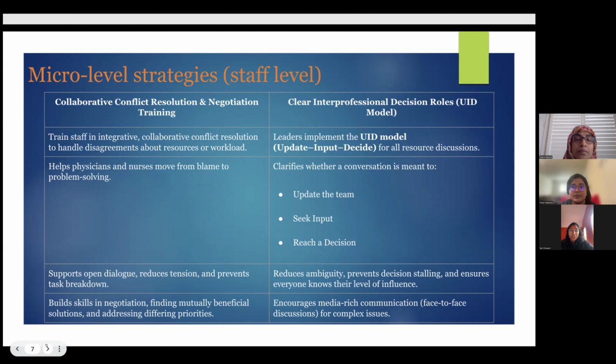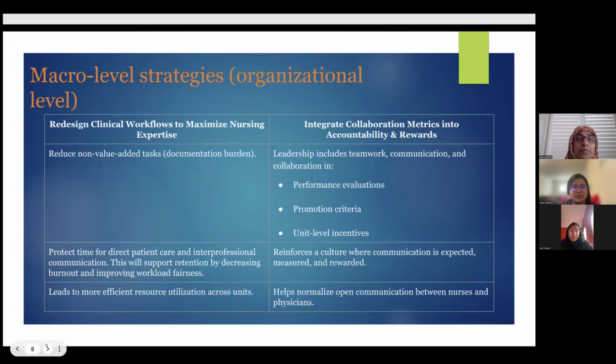At the macro level, which is the next slide, leadership must make systemic changes that support communication. So these are at the organizational level. One strategy is redesigning clinical workflows to remove non-value-added work, such as nurses spending a significant portion of their time on tasks that don't require their clinical expertise, which leads to burnout and inefficient use of resources and their knowledge. Streamlining workflow protects nursing time and improves coordination.